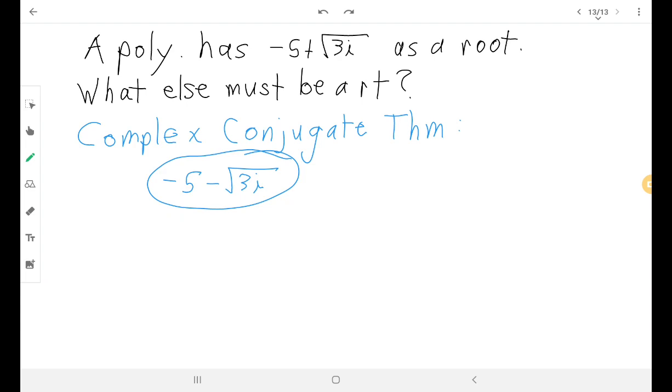All right. So that is 6.4, the fundamental theorem of algebra. Thank you.